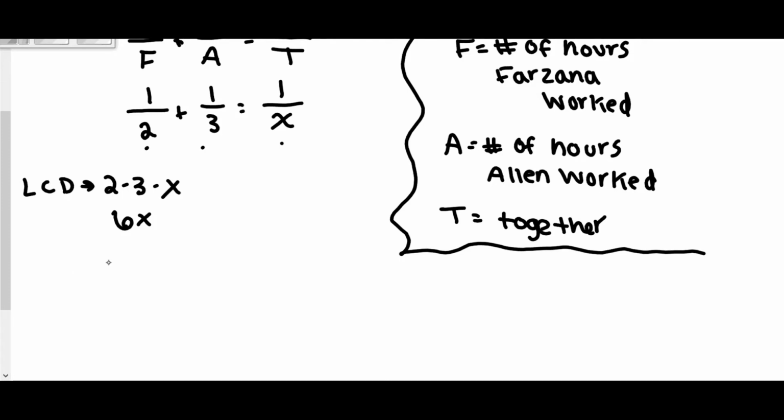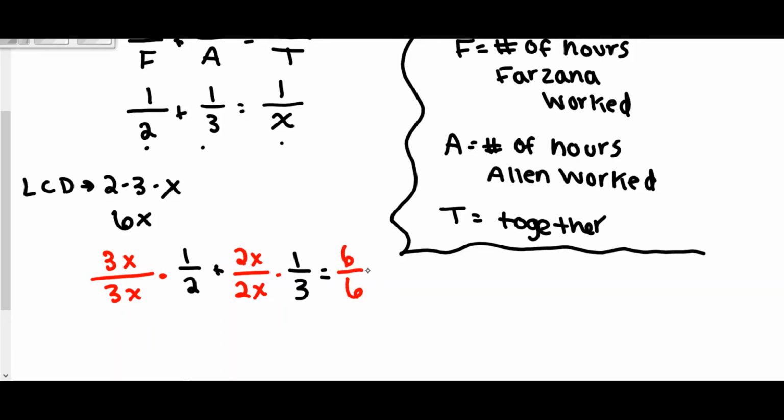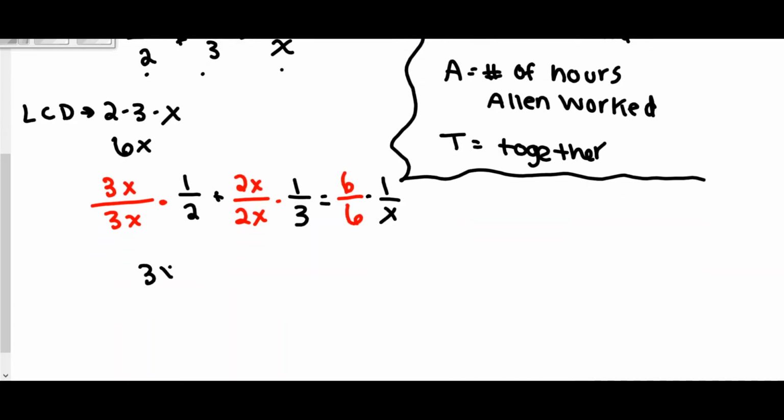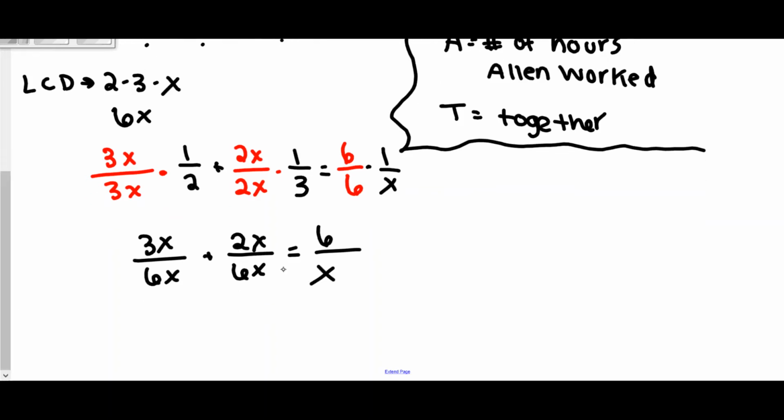1 over 2 is missing a factor of 3 and the x, so I'm going to multiply by 3x in order to get it to be 6x. 1 over 3 is missing the 2 and the x. And 1 over x is missing the factor of 6, so I multiply it by 6 over 6. So 3x times 1 is just 3x over 6x, plus 2x times 1 is just 2x over 6x, and 6 times 1 is just 6 over 6x.